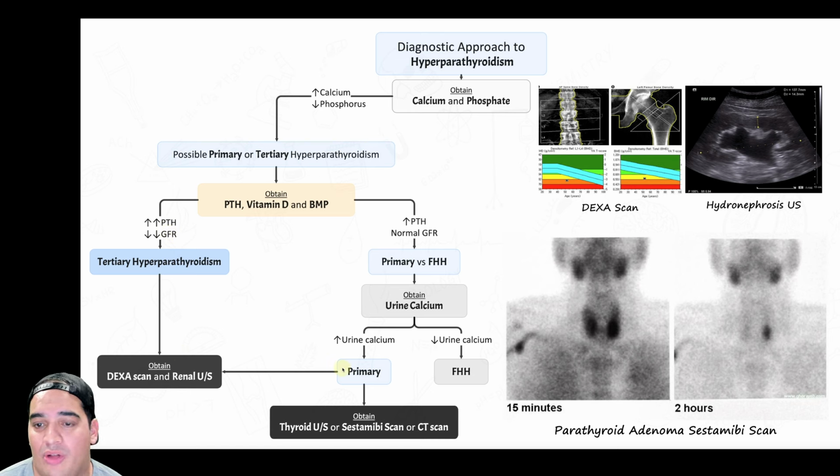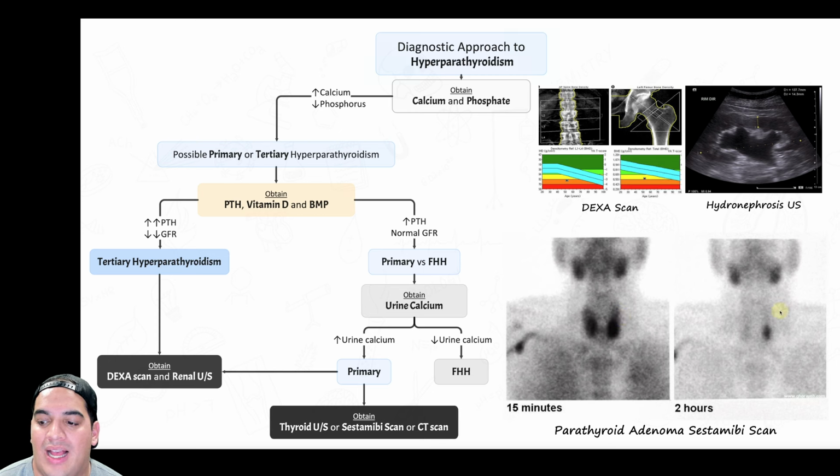For primary, we don't know if it's an adenoma, if it's hyperplasia, or what. What I think is the best thing to do is, since it's most commonly an adenoma, get a thyroid ultrasound. Sometimes you may be able to see an adenoma present in the parathyroid gland, but oftentimes one of the best tests is a sestamibi scan. You give them some type of tracer, and if there is a parathyroid adenoma, these things will light up. They'll become very, very dark.